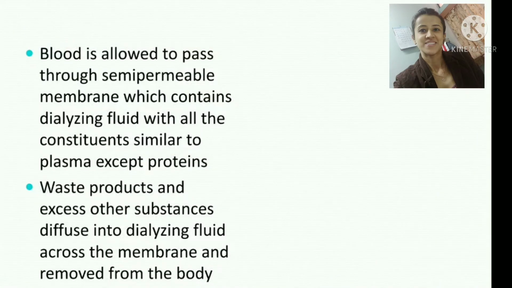In dialysis, blood is allowed to pass through a semi-permeable membrane and it contains dialyzing fluid. The dialyzing fluid has all the constituents similar to plasma except proteins. Now, waste products as well as other substances diffuse into the dialyzing fluid because the membrane is semi-permeable, and they are removed from the body.